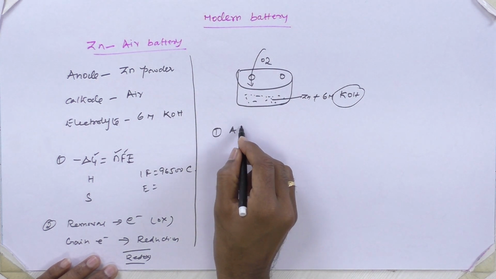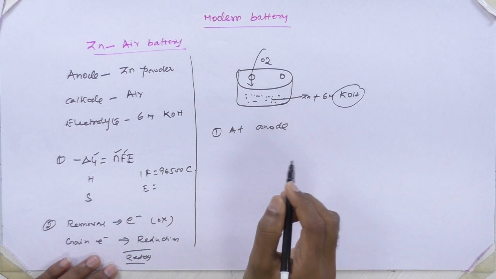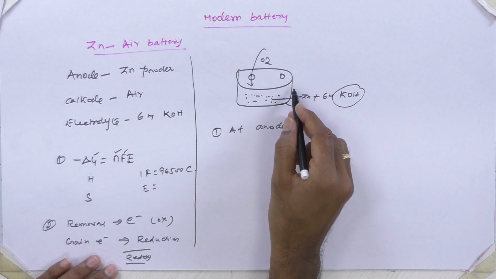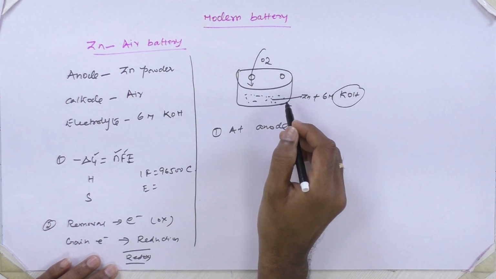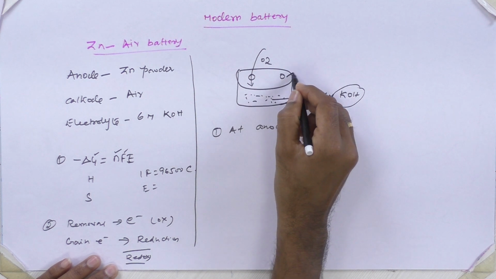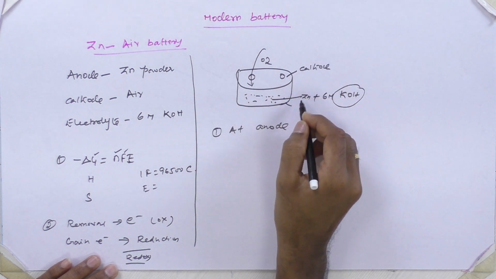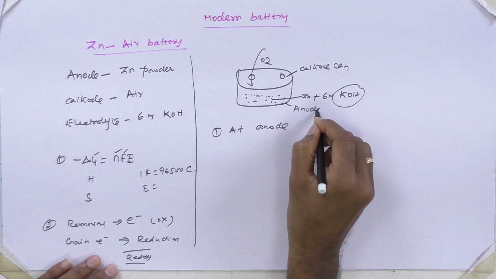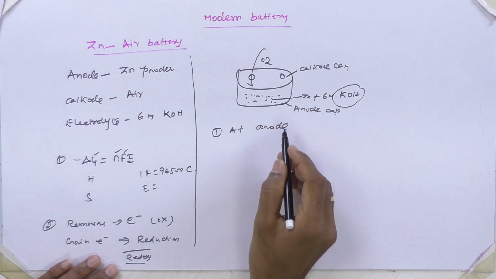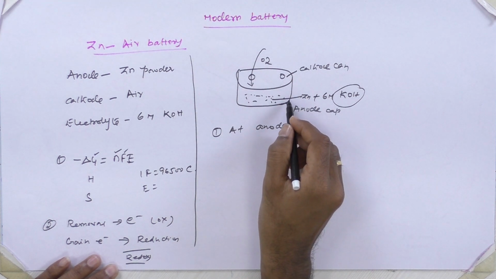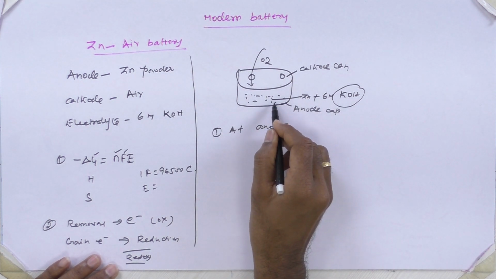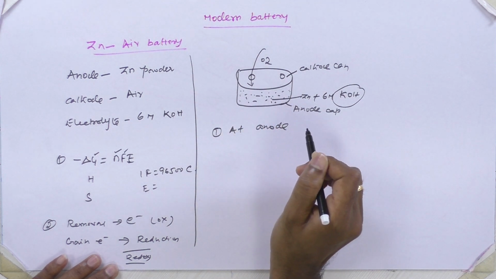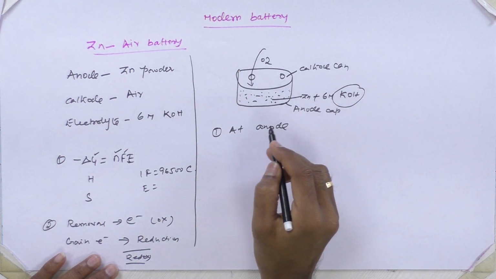Now, as usual, at the anode the oxidation reaction starts to occur. This is called the anode compartment, where it's made up of a kind of zinc material, and this is called the cathode material. This is the cathode cap, and this is called the anode cap. Now, unlike other batteries, here the anode material does not undergo any oxidation process, whereas the zinc powder, which is available with the 6 molar KOH, will undergo the oxidation process.